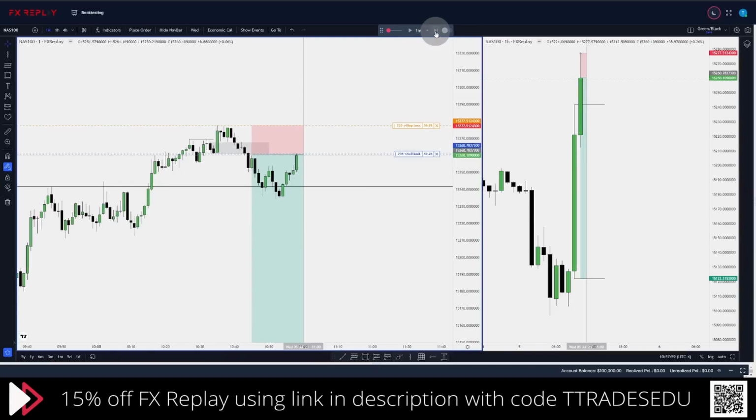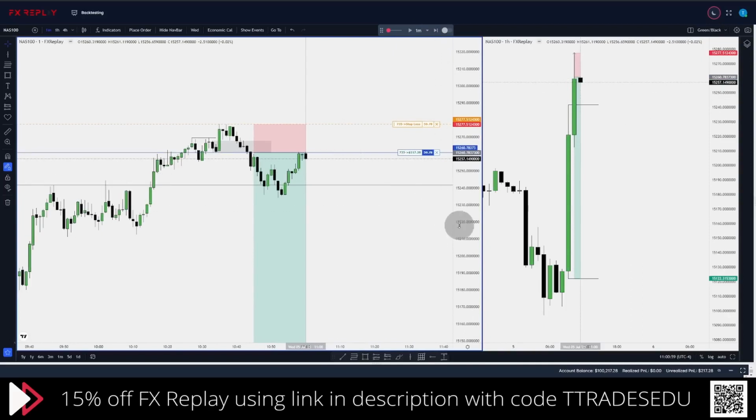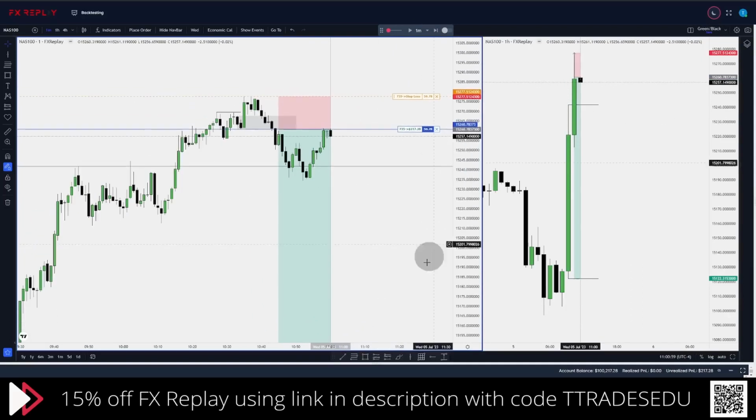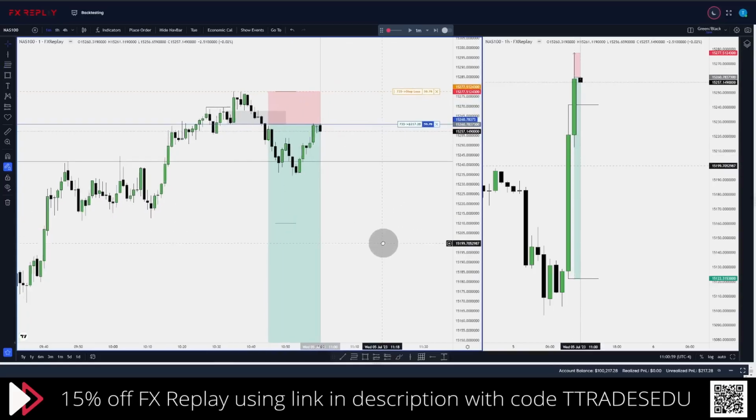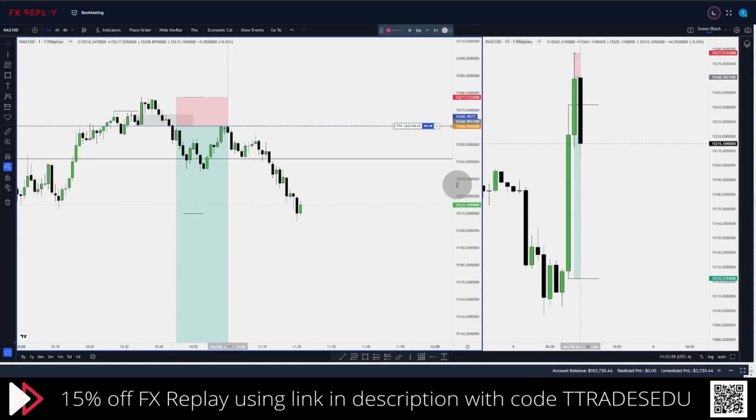This one might miss us. Oh, we got tagged in right before 11 a.m. So let's see what happens. And what I did in backtesting was once this hits 3R, I will move my stop to break even. So we just hit our 3R there. So I'm gonna grab my stop loss, put it at break even.